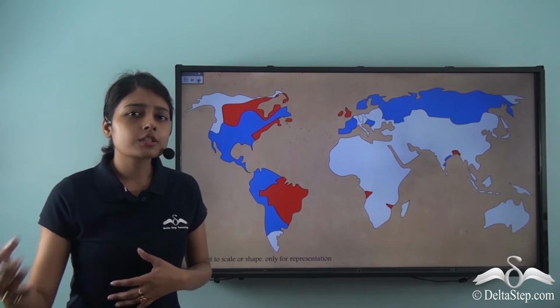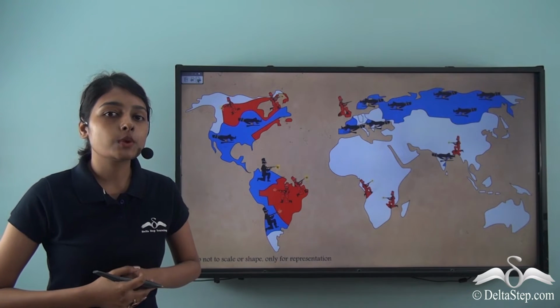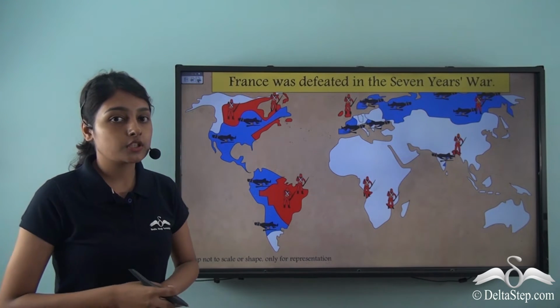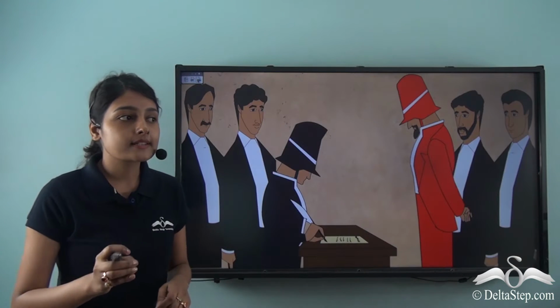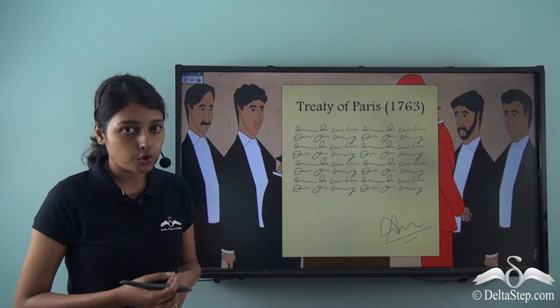So after a prolonged period of fighting for 7 whole years, this 7 Years' War came to an end. What was the outcome of it? France was defeated in the 7 Years' War. The Treaty of Paris that was signed in 1763 officially brought this war to a close.